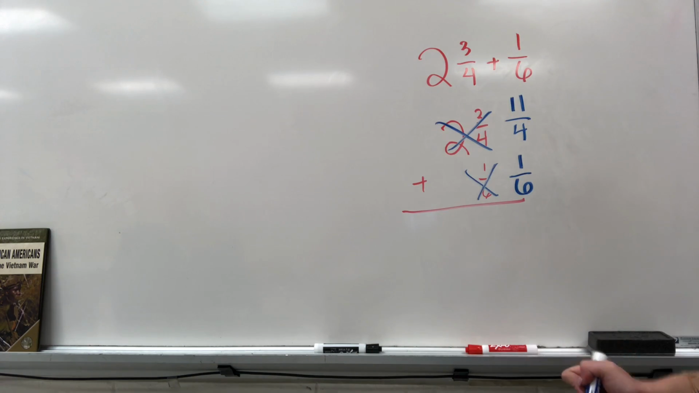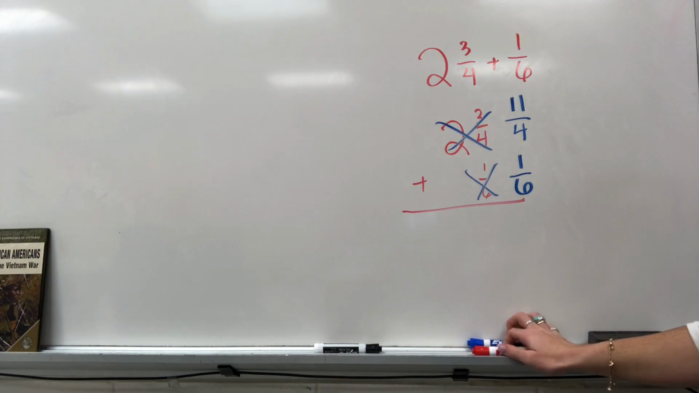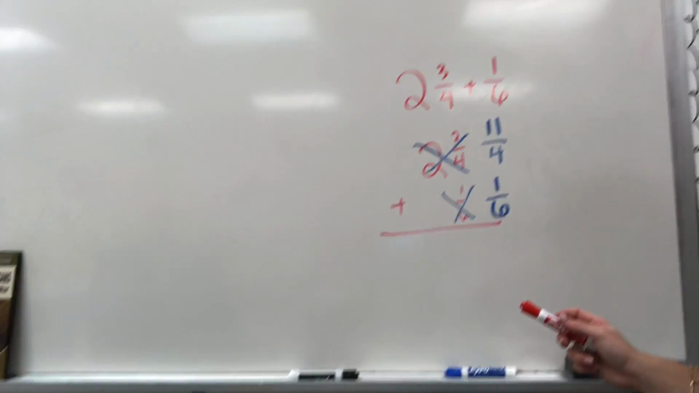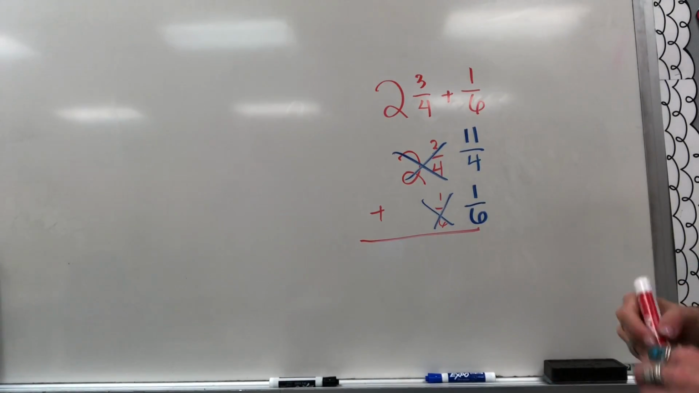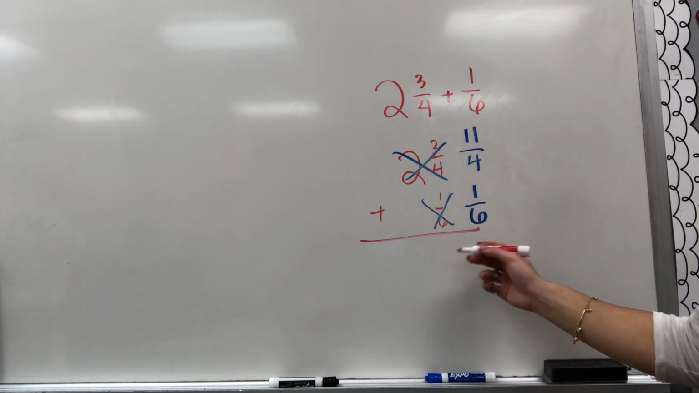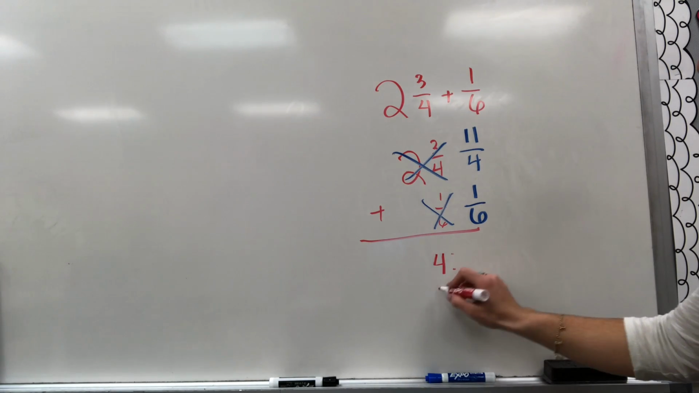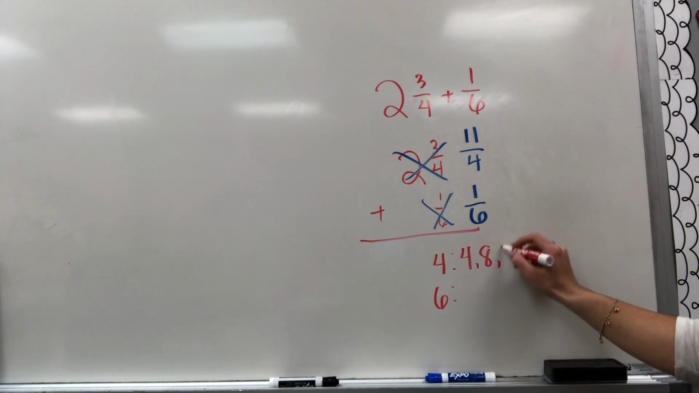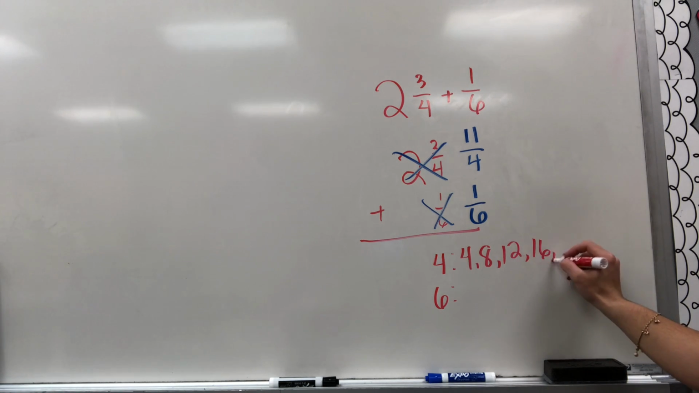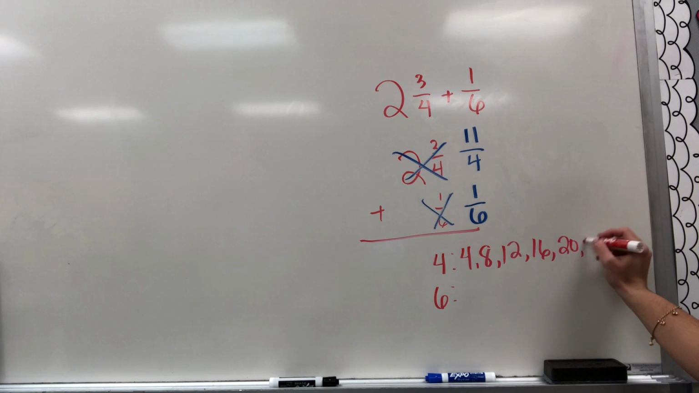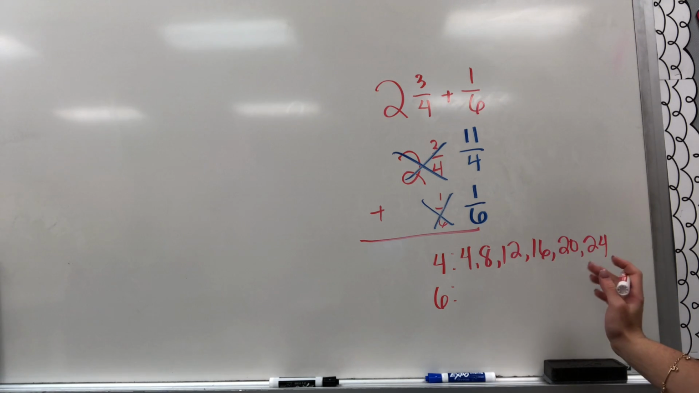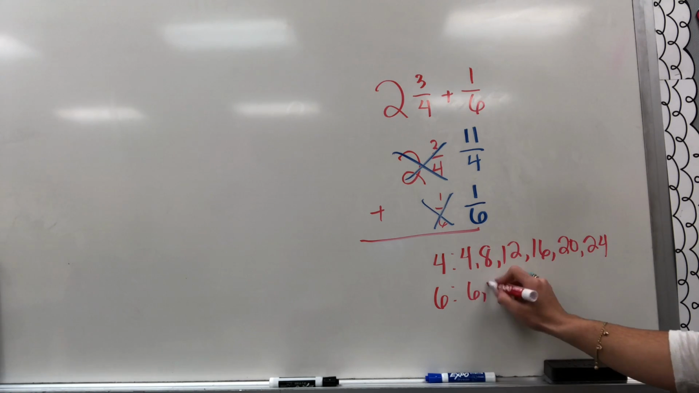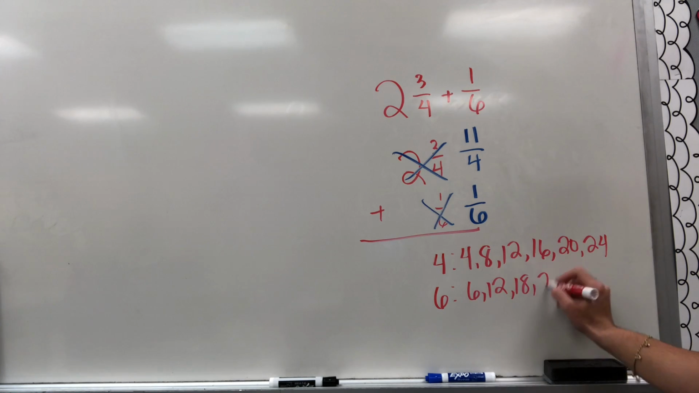All right, so now I have a fraction plus a fraction. However, I still cannot add these fractions because I don't have a common denominator. So in order to find it, I could either come to the side and list the multiples of 4 and 6. Multiples are like skip counting. So 4, 8, 12, 16, 20, 24. And I could keep going that way. So 6, 12, 18, 24.